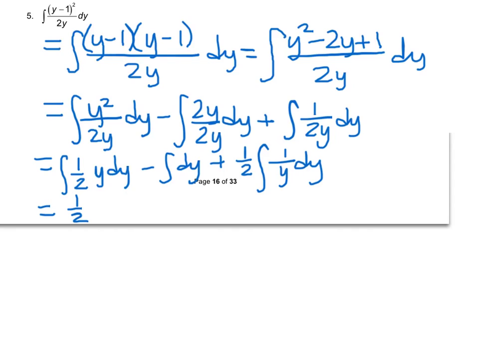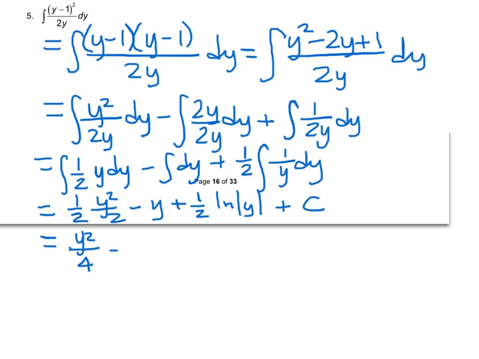So we've got the 1/2. The antiderivative of y is just y squared over 2. And the antiderivative of dy, remember this is 1 dy, so what function when you take the derivative gives you 1? And because our variable is y, we're dealing with just y. We've got a 1/2. And here's that antiderivative of a natural log. So this is going to be the natural log of the absolute value of y. And then don't forget your plus c. Okay? So the last thing it would do is probably pull this as a y squared over 4 minus y plus 1/2 natural log of y plus c.